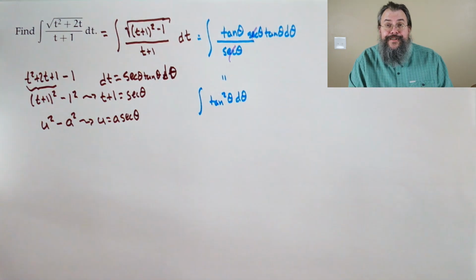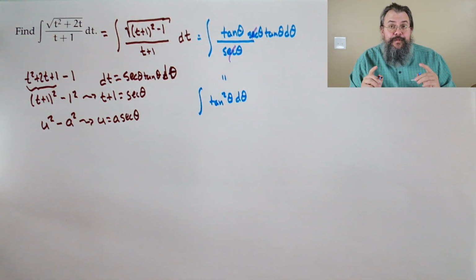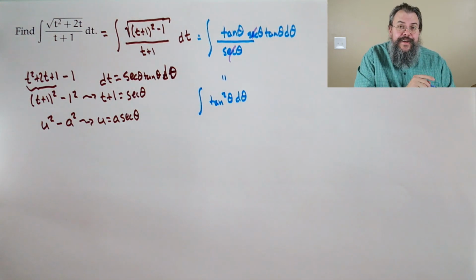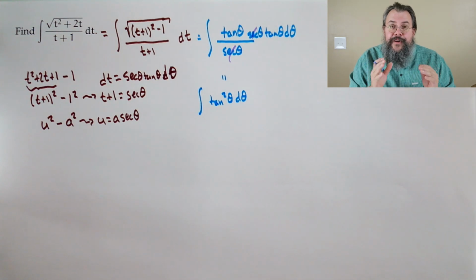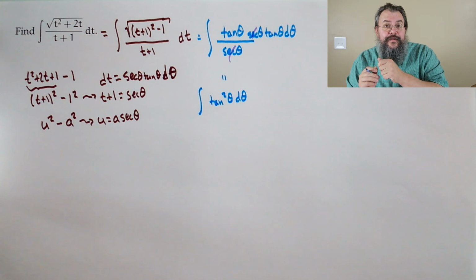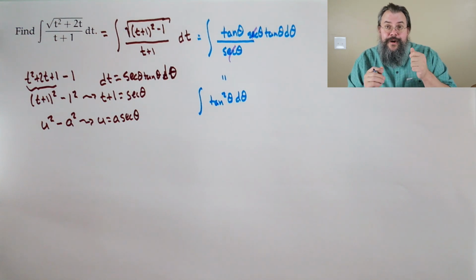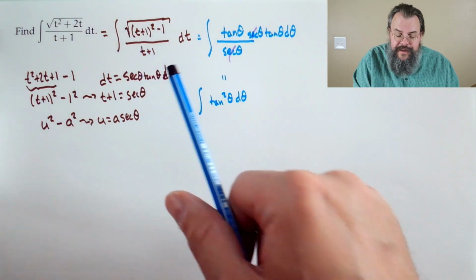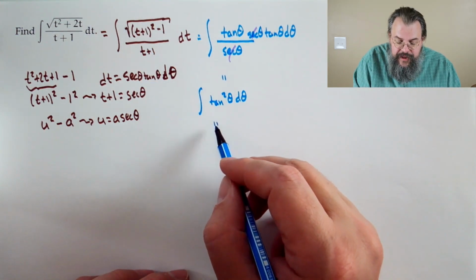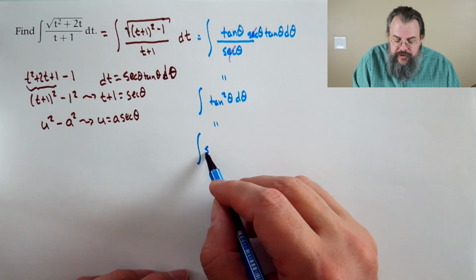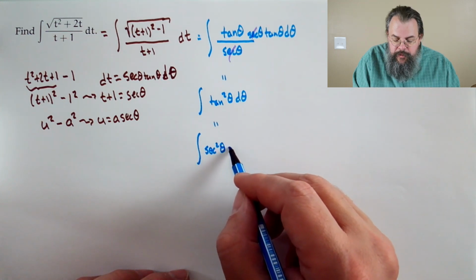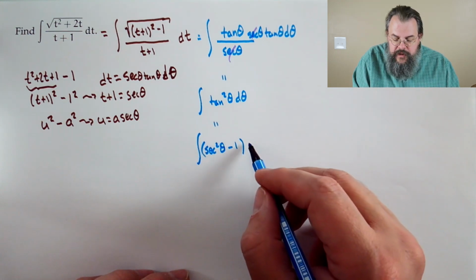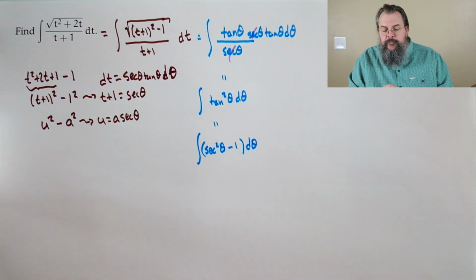Now, how do we integrate tangent squared? Well, we do it by rewriting it, and we use our Pythagorean identity. Remember that tangent squared plus 1 equals secant squared, or tangent squared equals secant squared minus 1. We actually mentioned that up here, right? Okay, so this is the integral of secant squared minus 1 d theta.